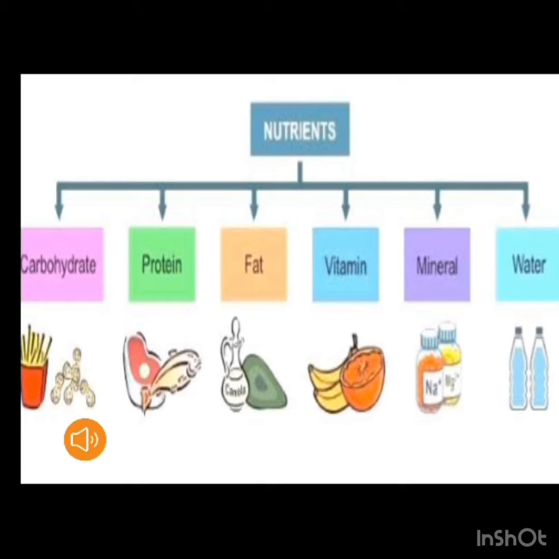The food contains some chemical substances which are known as nutrients, which provide nutrition to our body. These nutrients are carbohydrates, proteins, fats, vitamins and minerals.